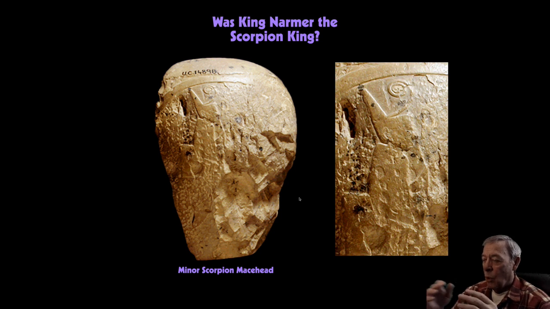So, if the Scorpion King wore both the red crown and the white crown, as indicated in these ceremonial mace heads, then it would seem a logical conclusion to draw that it was Narmer that was the Scorpion King, because he's the one that wore the two crowns, as we saw in the palette, and so apparently this individual who is wearing both crowns and is identified by the symbol of the scorpion would have been the Scorpion King, would have been Narmer.